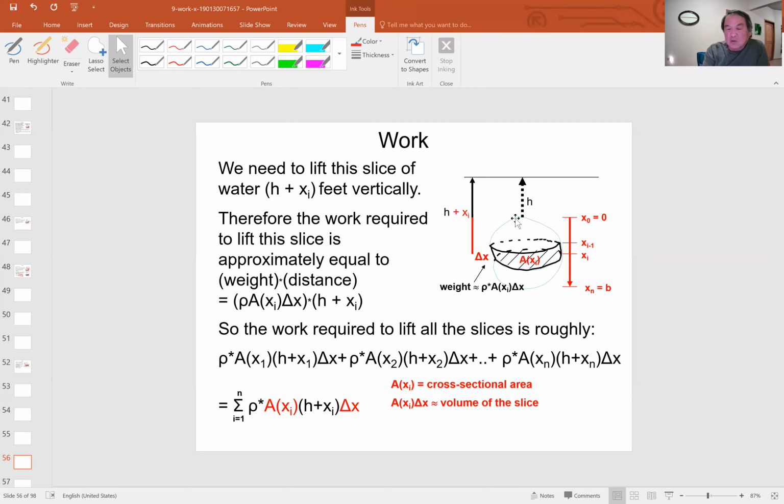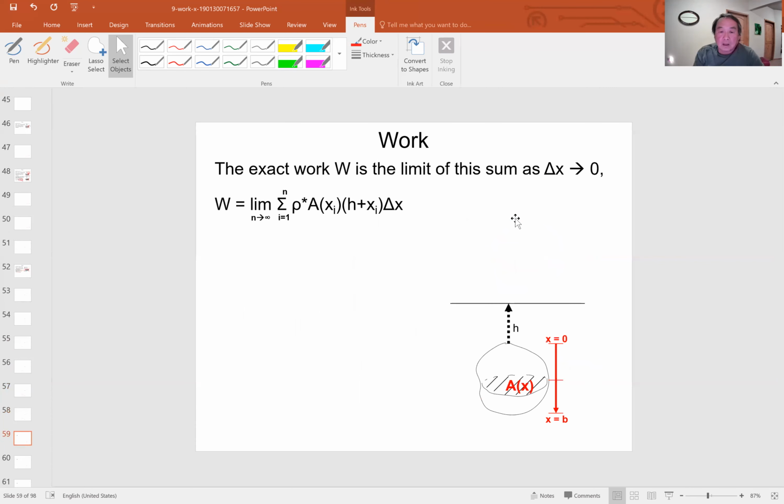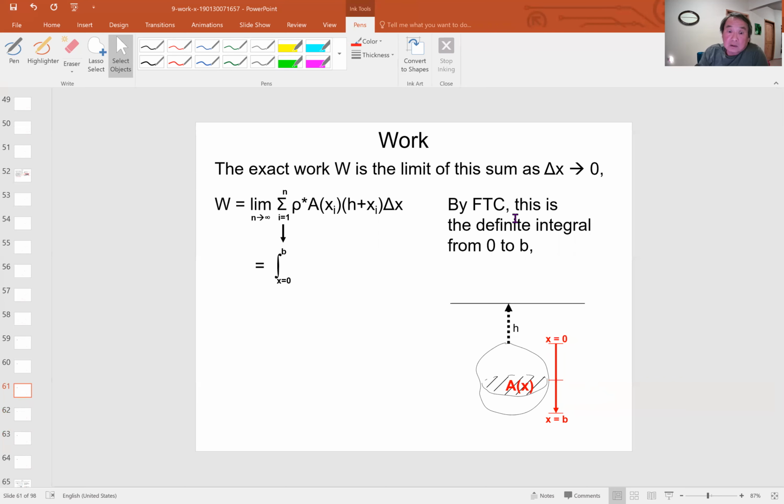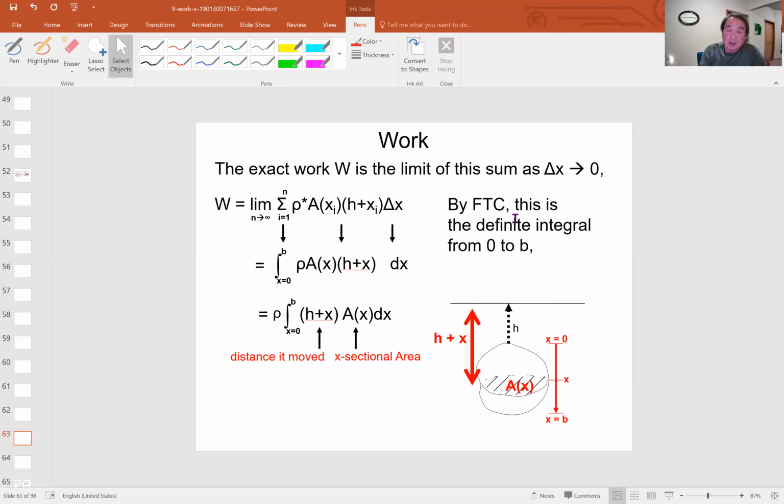dx is how thick it is. I really should write them together, because multiplying them gives the volume of the slice, times the distance it travels. And I take delta x to 0, and that becomes the integral. The rho can move out as a constant, and then move dx to the side.